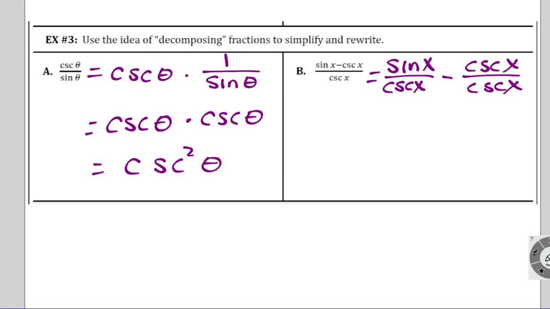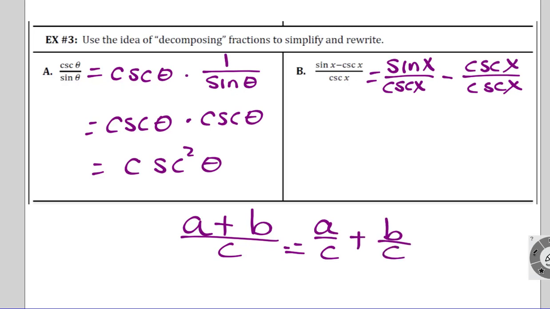Okay, so these are still the same algebra rules that we've been using. If I have a plus b over c, I can distribute that denominator to each term in my numerator. This is a over c plus b over c. Okay, Jenkins. What about when it's a minus c over c? You just cancel the same c. Same principle still, nope. You still have to distribute. If this is how we handle it here, then we still have to do that. A over c minus c over c.